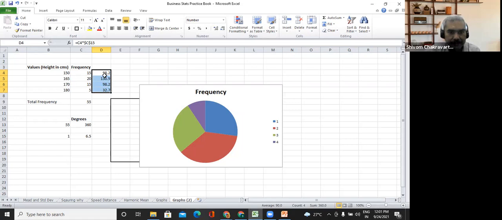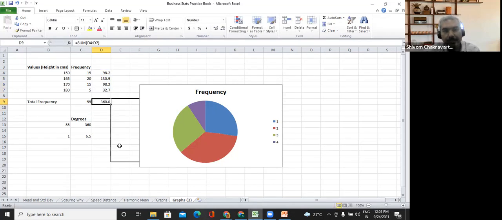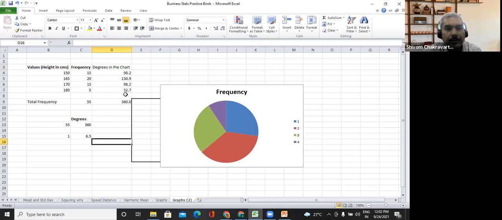So if we sum all of this, you should get 360 degrees, or there could be a 1 degree error because we are not using all the decimal places. Okay, exactly 360 degrees. This is how a pie chart is drawn. This is the mechanism behind drawing a pie chart.